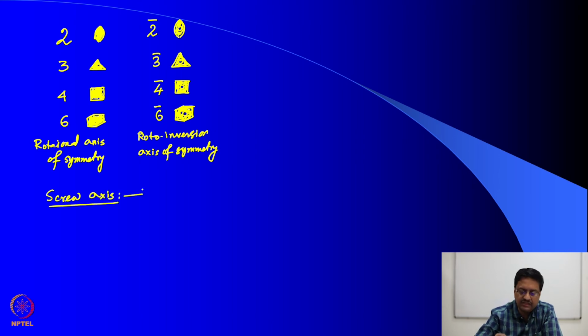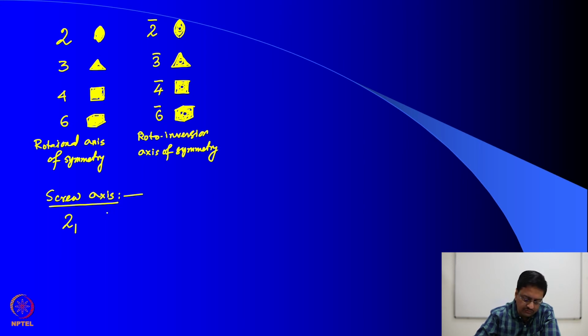A screw axis is something like a screw which is simultaneously rotating and moving. When you try to tighten a screw, you are rotating the screw, and in the process the screw moves forward. So, a screw axis is something where the rotation is associated with a certain amount of translation. The 2-1 is the representation of a two-fold screw, which means 180-degree rotation and half the unit cell translation along the direction of motion.